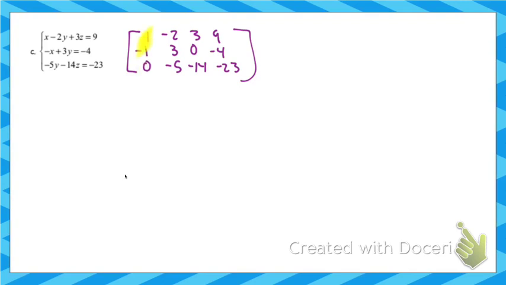So now I want to get a 0 in one of those two places. Well, the easiest way to do that is going to be to add those two rows together. It doesn't matter which one you do. I'm going to go ahead and take the first row and add the second row to it. So 1 plus negative 1 is 0. Negative 2 plus 3 is 1. 3 plus 0. 9 plus negative 4.